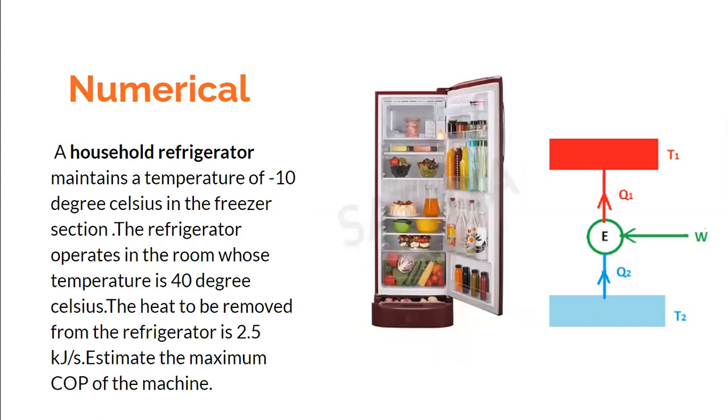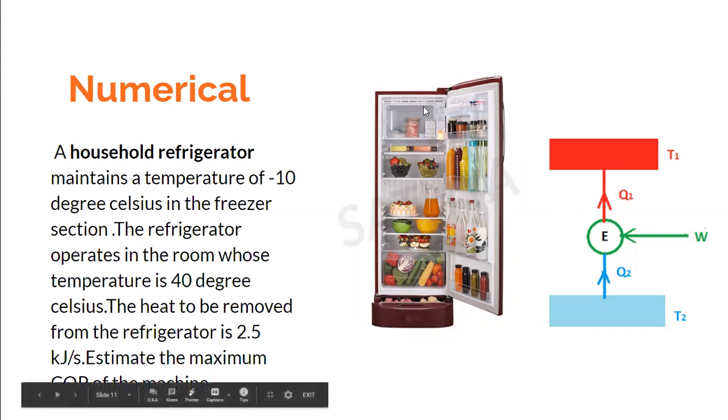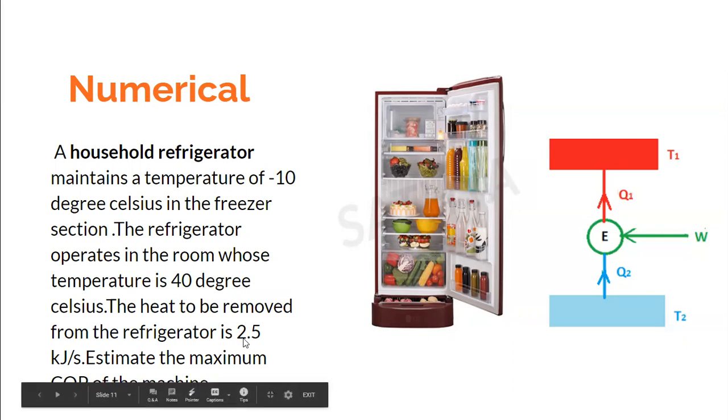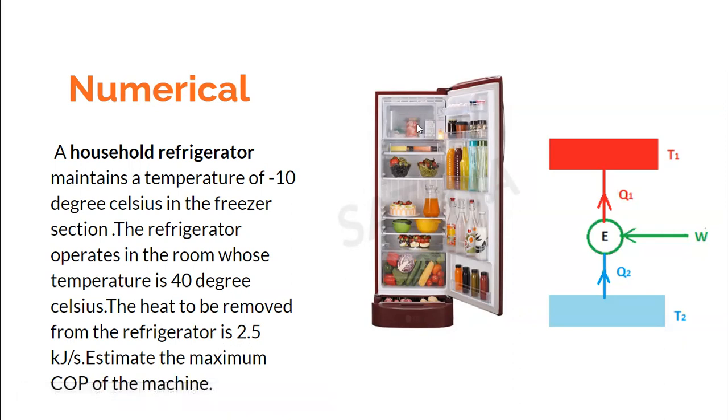Another interesting problem is where you are given the temperature which is maintained in the freezer section, which is minus 10 degrees centigrade. This is given to you in this numerical. You are also given the surrounding temperature, which is 40 degrees centigrade. And you are given the heat to be removed from the refrigerator, the refrigerating effect, which is 2.5 kilojoules per second. You are required to find the maximum performance of this machine.